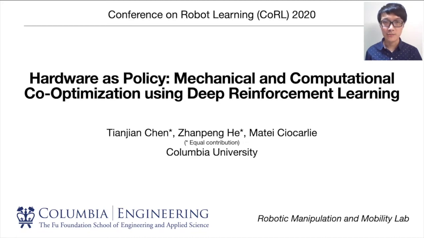Hello, robot learning community. I'm Tianjian from Columbia University, and I'm with my colleague Zhan Peng to present our paper on HWasP policy, which is a mechanical and computational co-optimization method using deep reinforcement learning.